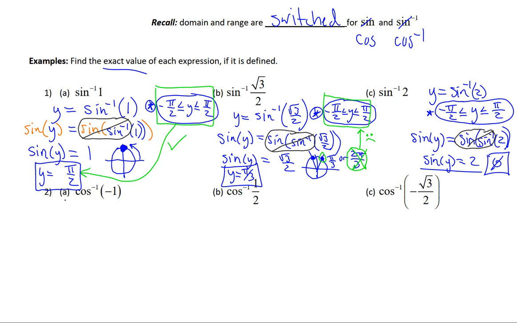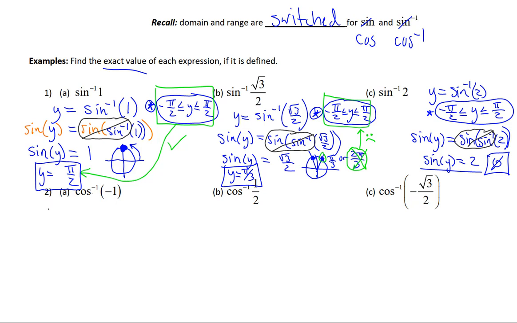For number 2, we're going to work now with some cosine expressions. And so 2a begins as cosine inverse of negative 1. In other words, we want to find the exact value of that. Well, same trick we've been doing for the sine inverse expressions, except now we're using cosine. And what will that change? Well, you'll see, it'll change the range of the y.